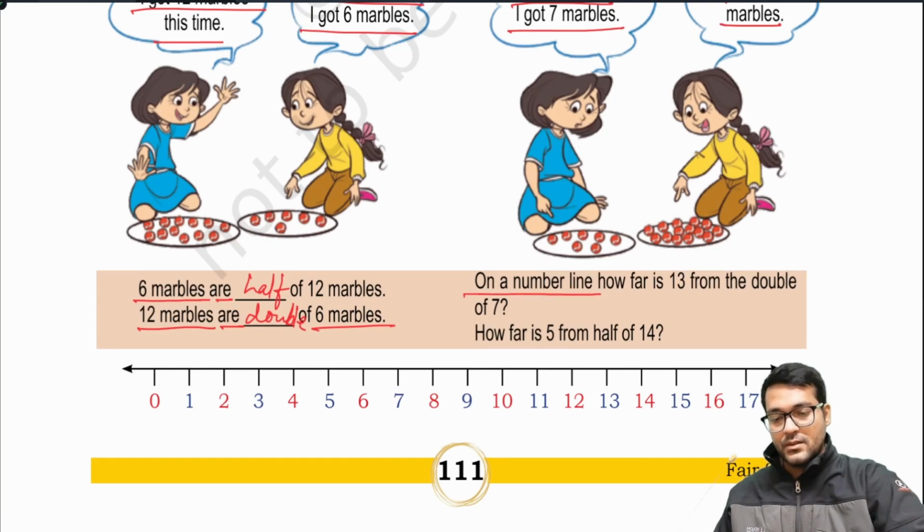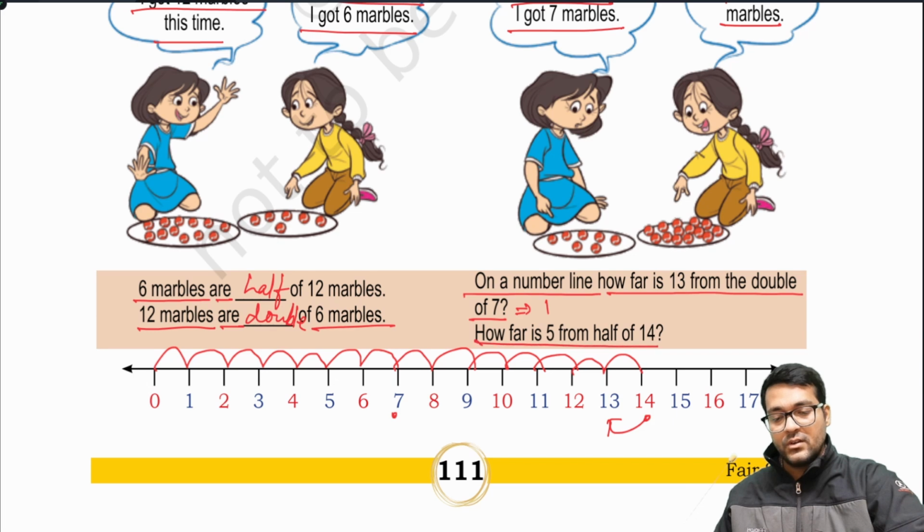On a number line, how far is 13 from the double of 7? You can see 1, 2, 3, 4, 5, 6, 7. 7 is here. Double of 7 is 14 and 13 is just before 14. The gap is 1. 1 less than 14.